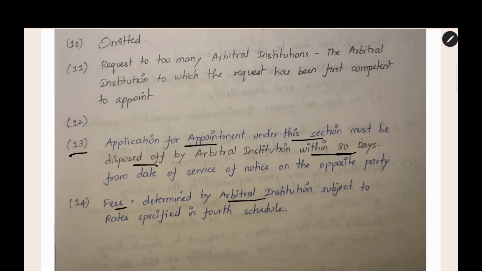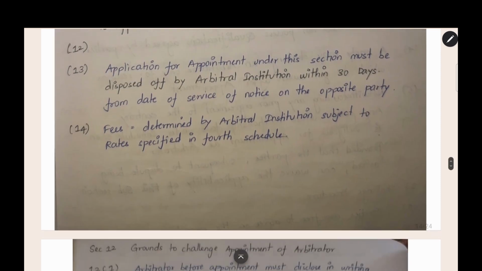Fees are determined by the arbitral institution, subject to the rates specified in the Fourth Schedule. The arbitral institution is appointing an arbitrator for you. It is doing a service, so you have to give fees for that. They also have a very big structure and they have expenses. For that, they are appointing an arbitrator and charging fees from you.